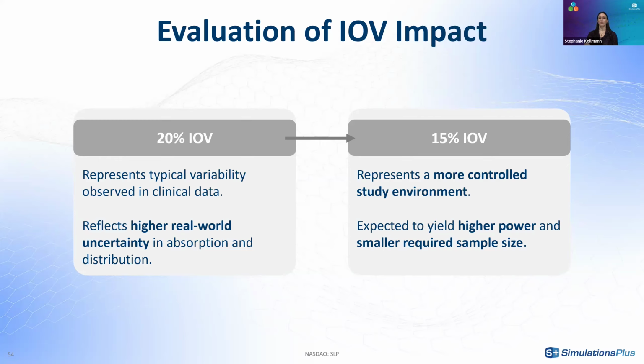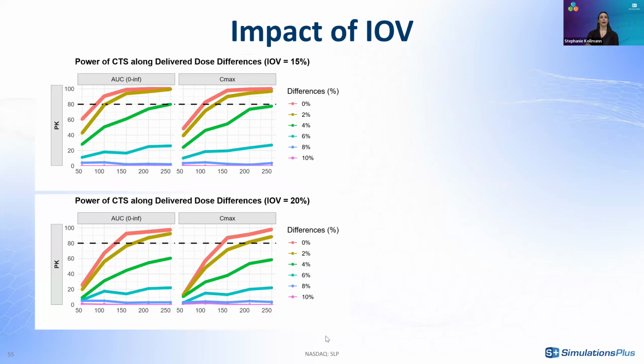And with lower IOV, we'd expect higher power and smaller required sample size, simply because there's less random variability influencing the results. So here we compared both 15% to 20% to see how much that change influences the power estimates in our simulations. The upper plot here shows the power curves for IOV of 15%, while the lower plots reflect the same plots that we have just seen, based on IOV of 20%.